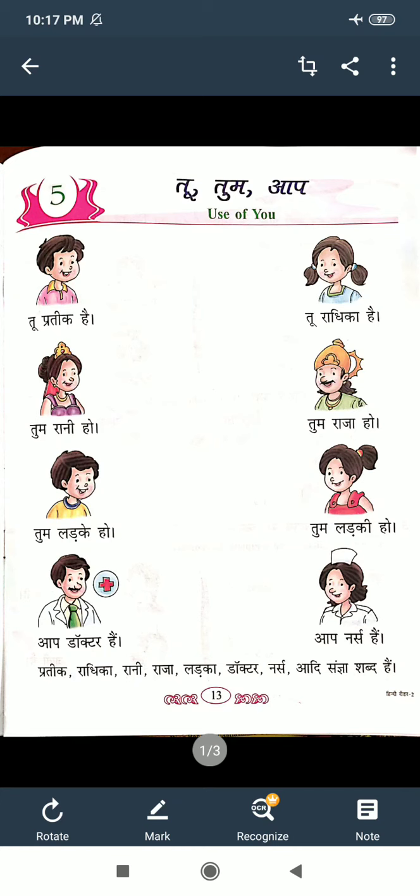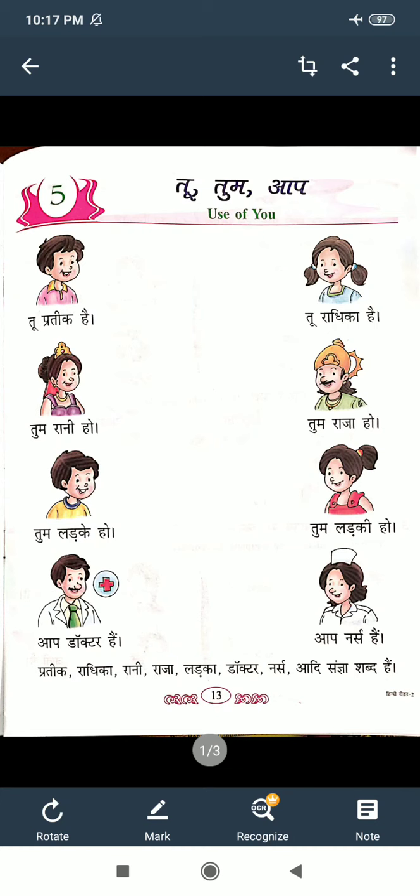So, tu, Pratik hai. You are Pratik. Tu, Radhika hai. You are Radhika. Tum, Rani ho. You are a queen. Tum, Raja ho. You are a king. Tum, Ladake ho. You are a boy. Tum, Ladaki ho. You are a girl. Aap doctor hai. You are a doctor. Aap nurse hai. You are a nurse.